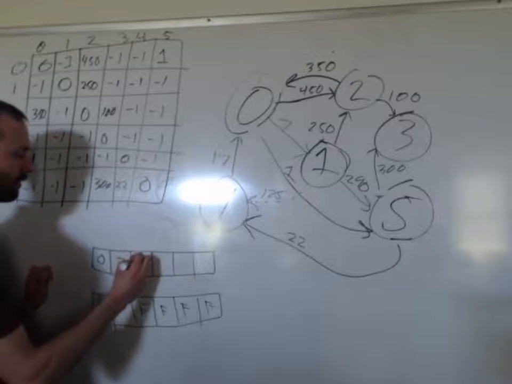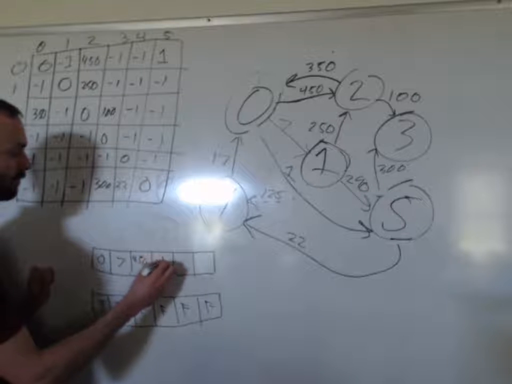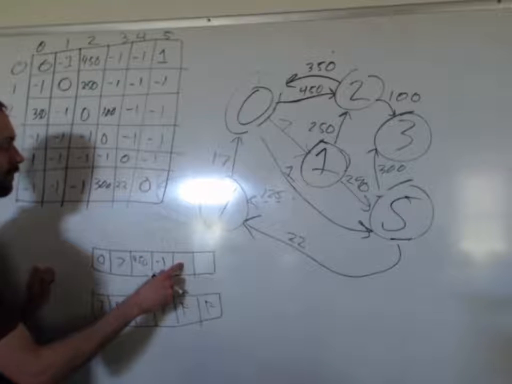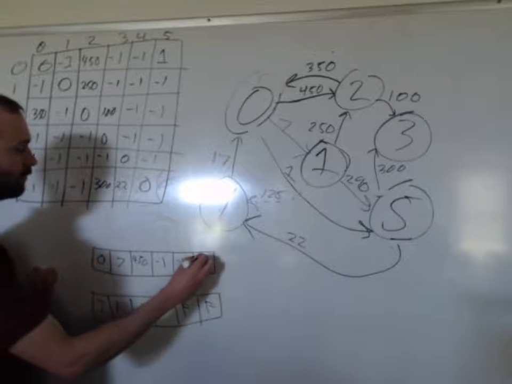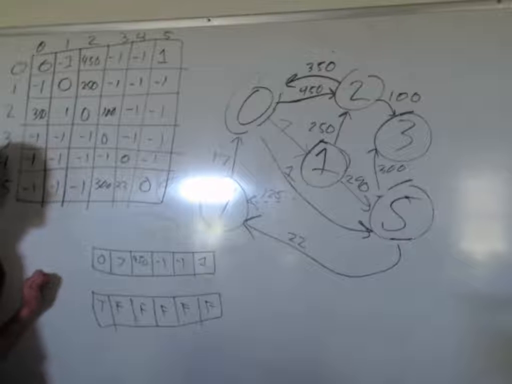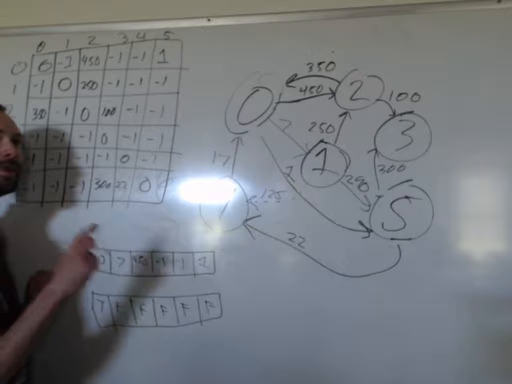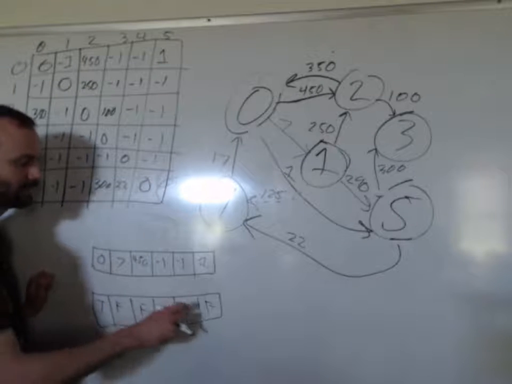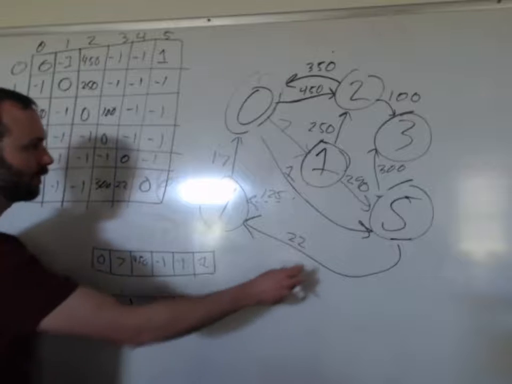0 to 2? 0 to 3? -1, or infinity. I'll put -1 for now. 0 to 4? Yep. 0 to 5? 1. Okay. Which node do we visit next? 5. Why is that? It's the smallest that we haven't already visited, because 0 is the smallest, but we've already visited it. So we'll change this to a true.